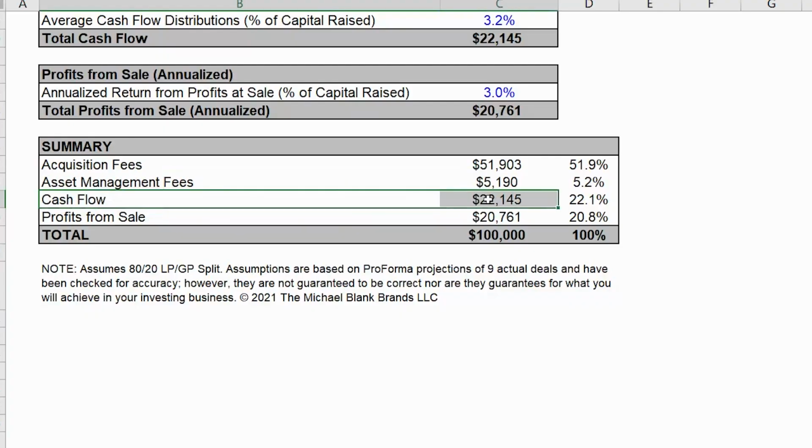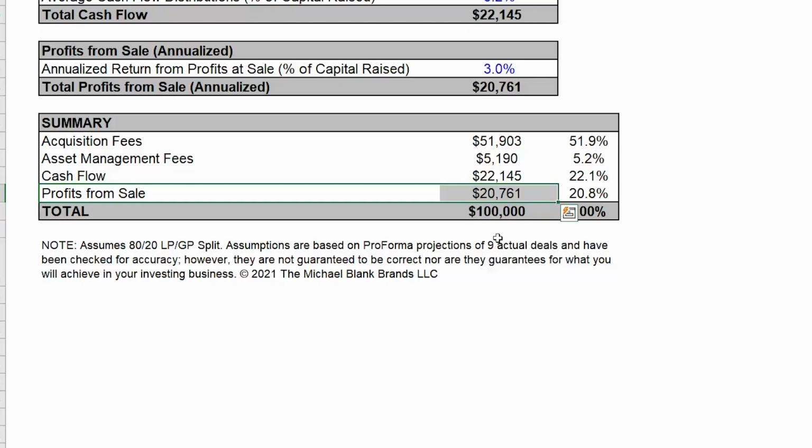So if you add all these things together, you have $52,000 in acquisition fees, $5,200 in asset management fees, then $22,000 in cash flow average per year, and then $21,000 profit from the sale. Again, it's a 5-year hold, so the total number is going to be $100,000 profit at sale, and then the total cash flow is going to be a little over $100,000 as well. So to answer your question, on average, I got to buy $1.7 million of real estate to make $100,000 per year.